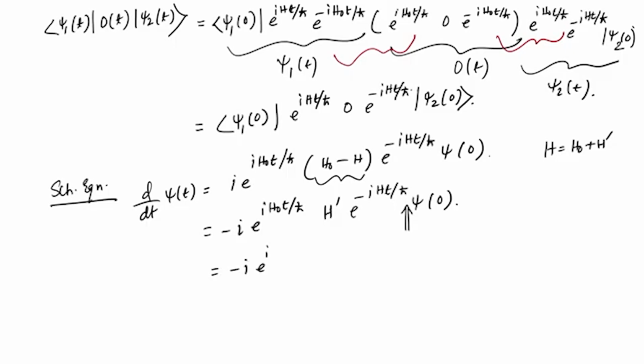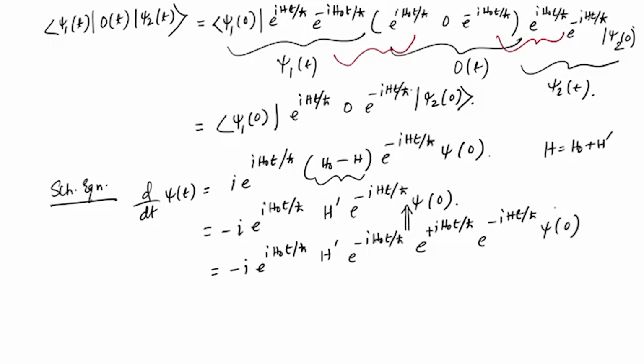which is minus i e^(iH0t/ħ) H' e^(-iH0t/ħ). Now, I am going to use e^(-iH0t/ħ) e^(iH0t/ħ), and then e^(-iHt/ħ). Sorry, I wrote it twice. This is not required. So, minus, and then there is a plus, and then there is a minus iH0t/ħ and so on, and then of course, a ψ(0).